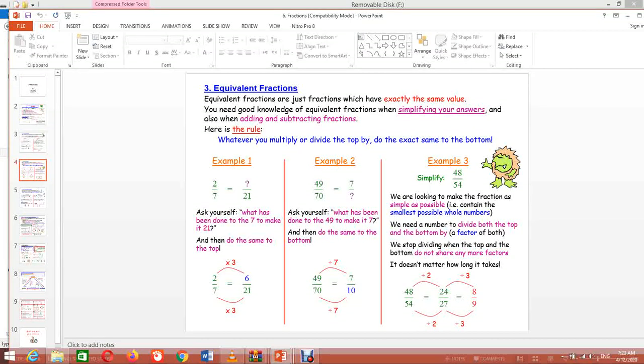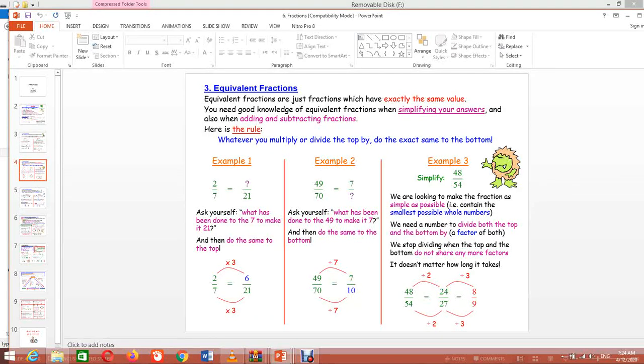Equivalent fractions. Equivalent fractions are just fractions which have exactly the same value. You need a good knowledge of equivalent fractions when you are simplifying your answers, and also when you are adding and subtracting fractions. And here is the rule. Whatever you multiply or divide the top by, do exactly the same to the bottom.